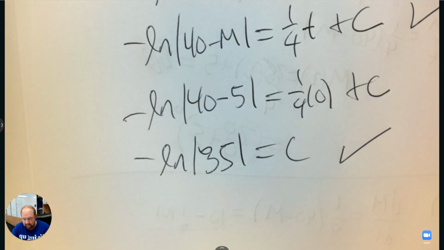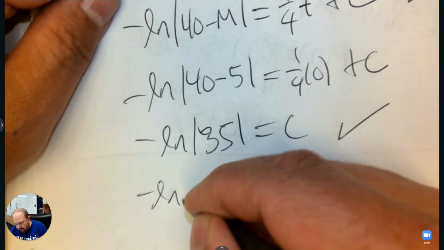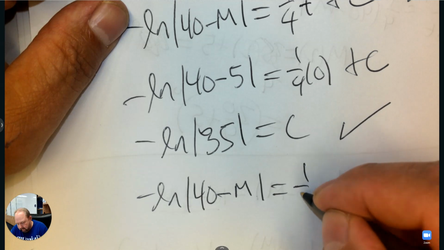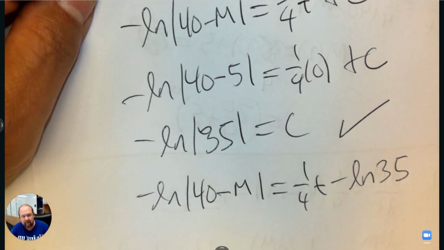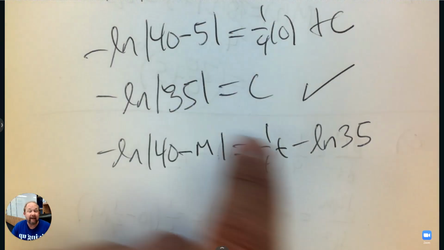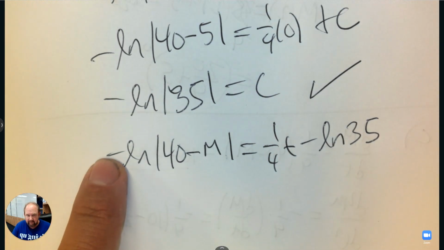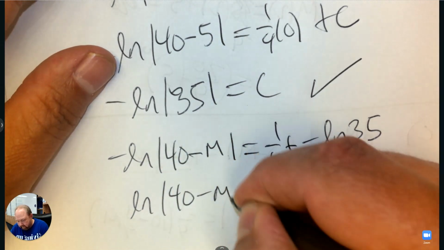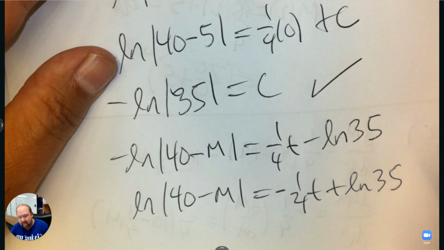Okay, we're doing okay. Then I take that answer and go back and plug it in. So it's negative ln 40 minus m equals 1/4 t minus ln, and the absolute value of 35 is 35, so it's just that. Then I need to solve for m. So to solve for m, I'm going to multiply everything by negative 1. So I'm just going to change the sign. So multiply everything by negative 1. That's negative 1/4 t plus ln 35.